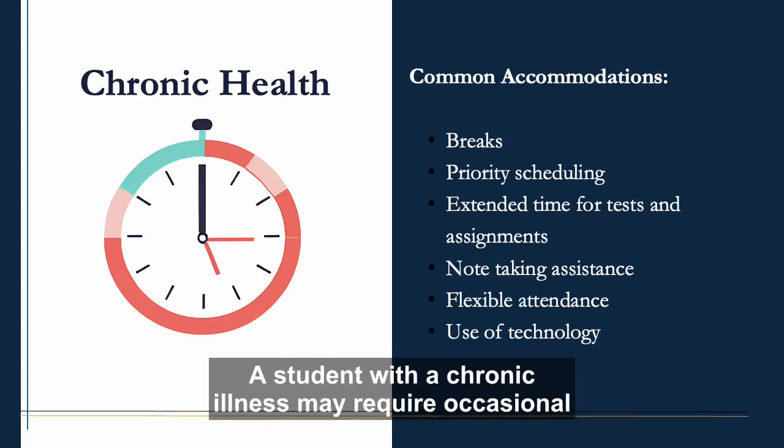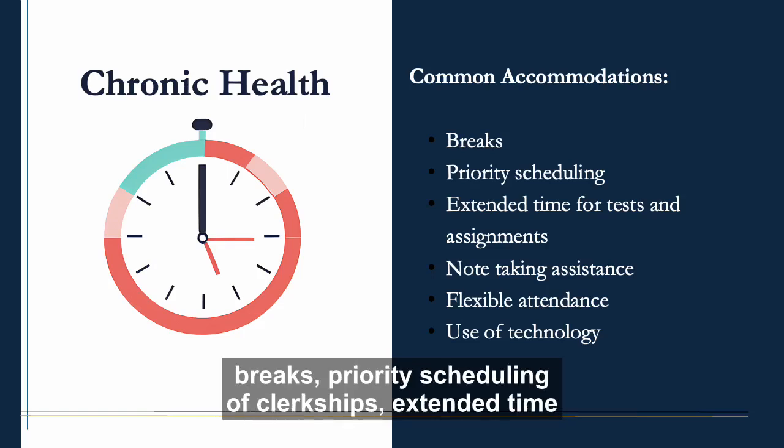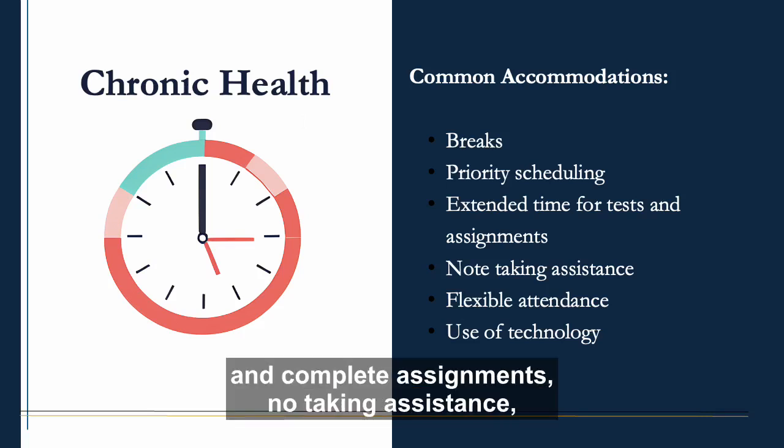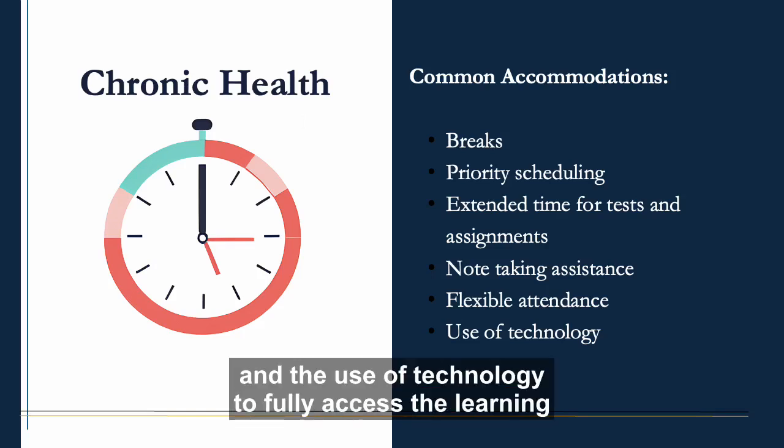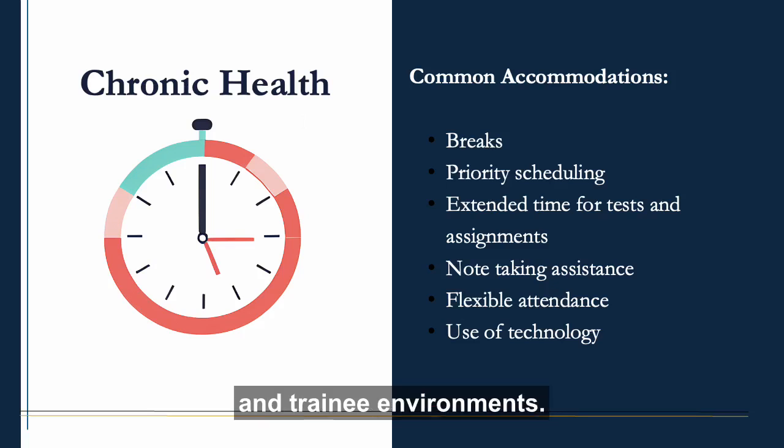A student with a chronic illness may require occasional breaks, priority scheduling of clerkships, extended time to take exams and complete assignments, note-taking assistance, flexible attendance, and the use of technology to fully access the learning and training environments.